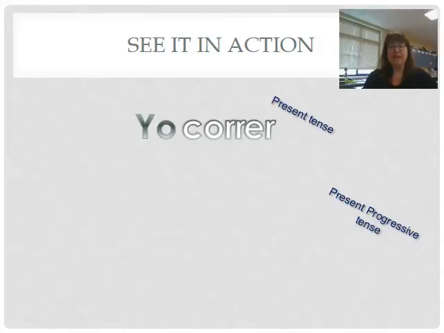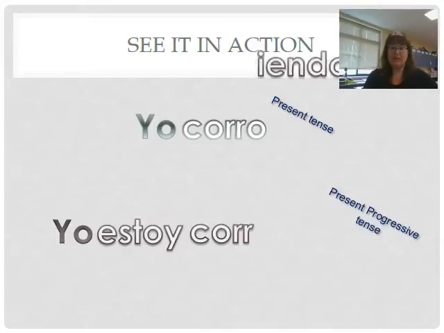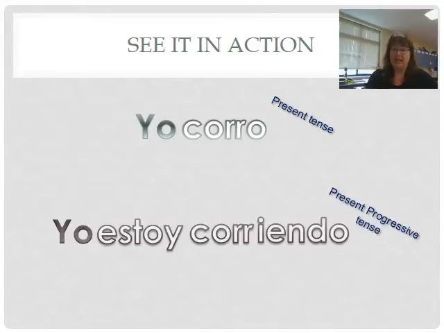Okay, well, let's see it in action. I used yo just because I want to show you what it looks like taking both the E and the R off. So present tense, right? You drop your ending. For yo, you add your O. Corro, I run. Now for present progressive, just a couple more steps. You need a form of is. So estoy. Yo estoy, correr. We're going to drop both the E and the R. Add our ending, corriendo. Yo estoy corriendo.